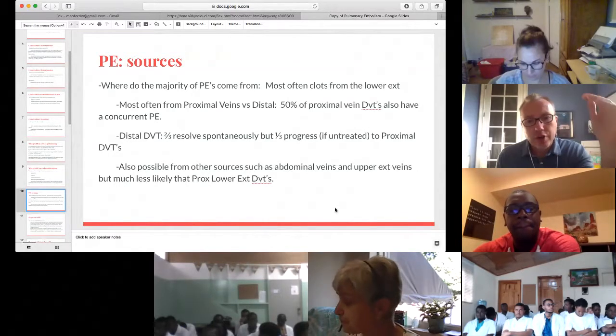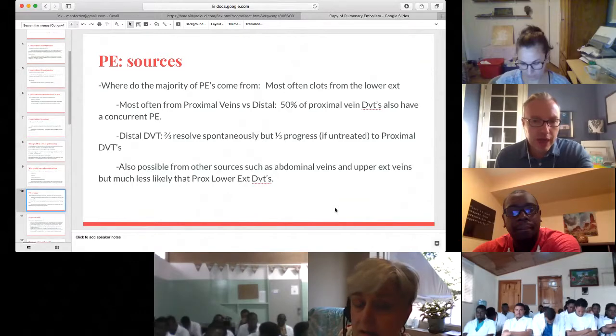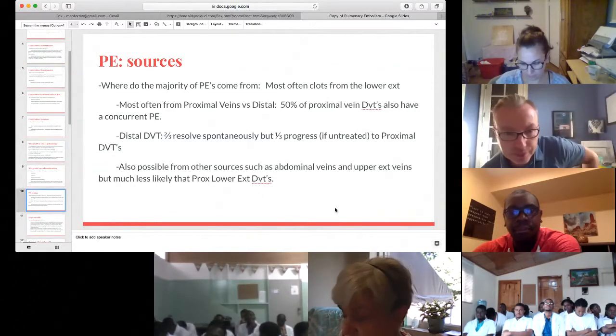However, if they're not treated, 2/3 of these can resolve spontaneously, while 1/3 of them can progress to become proximal DVTs, which then increase your risk of PEs.